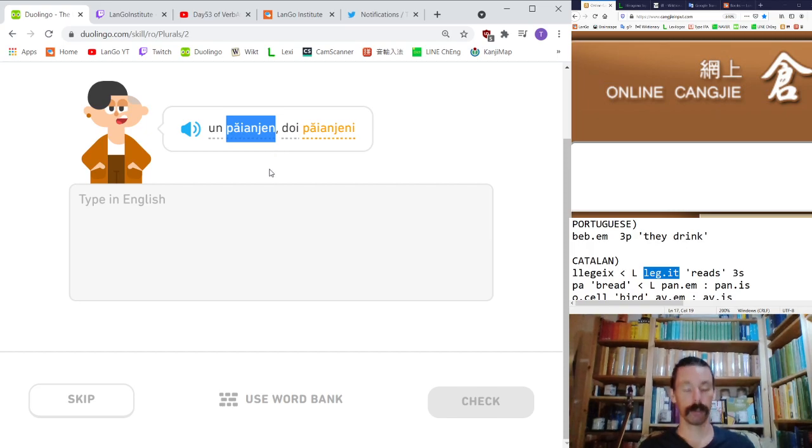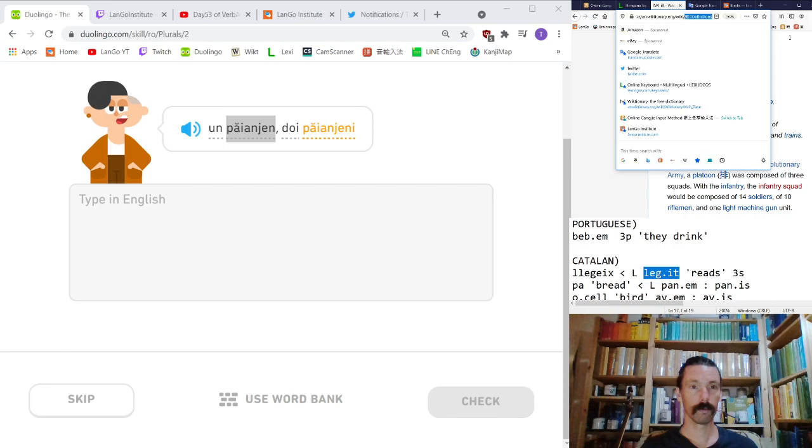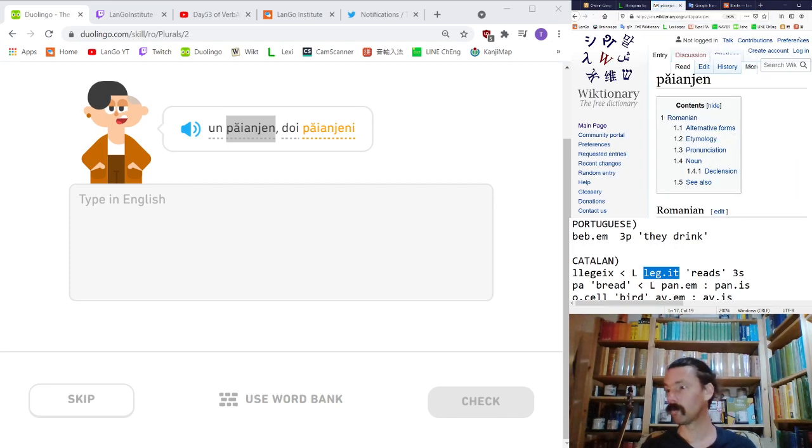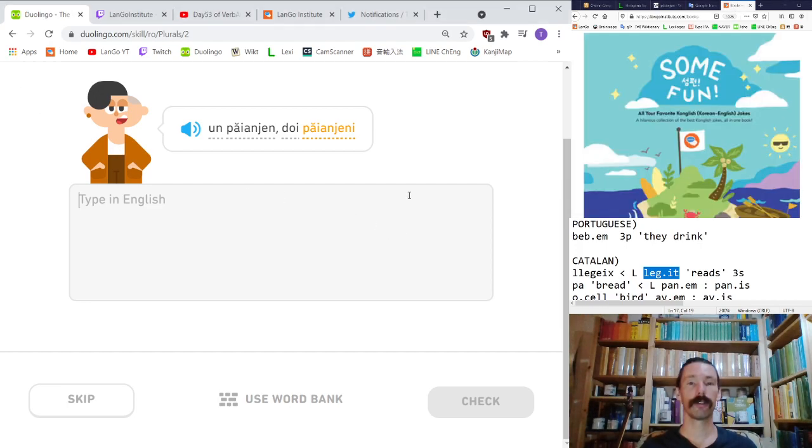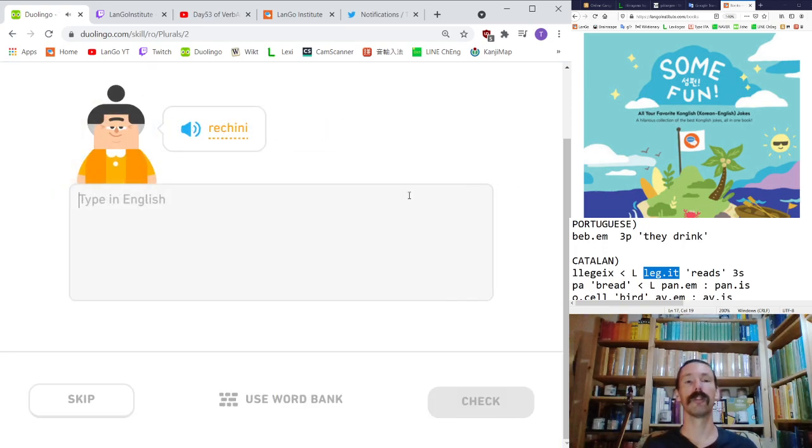Where does this come from? Okay, Slavic. A spider, two spiders. Rechin. It's okay, the final I is not heard directly, but it colors the N probably. Rechini. Sharks.